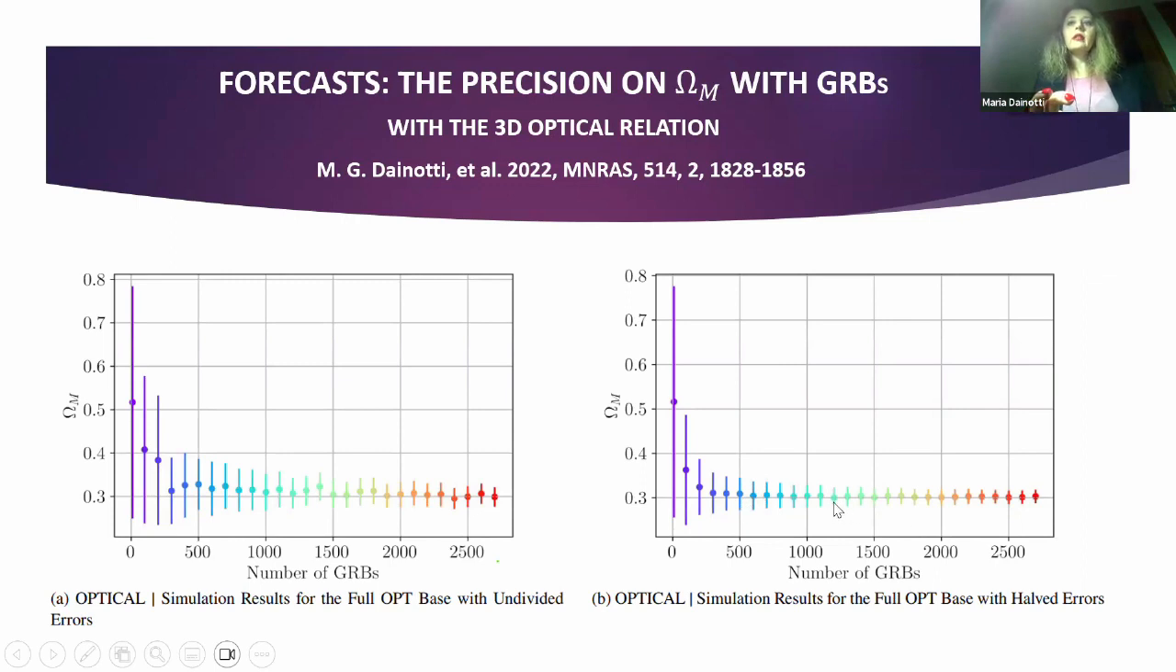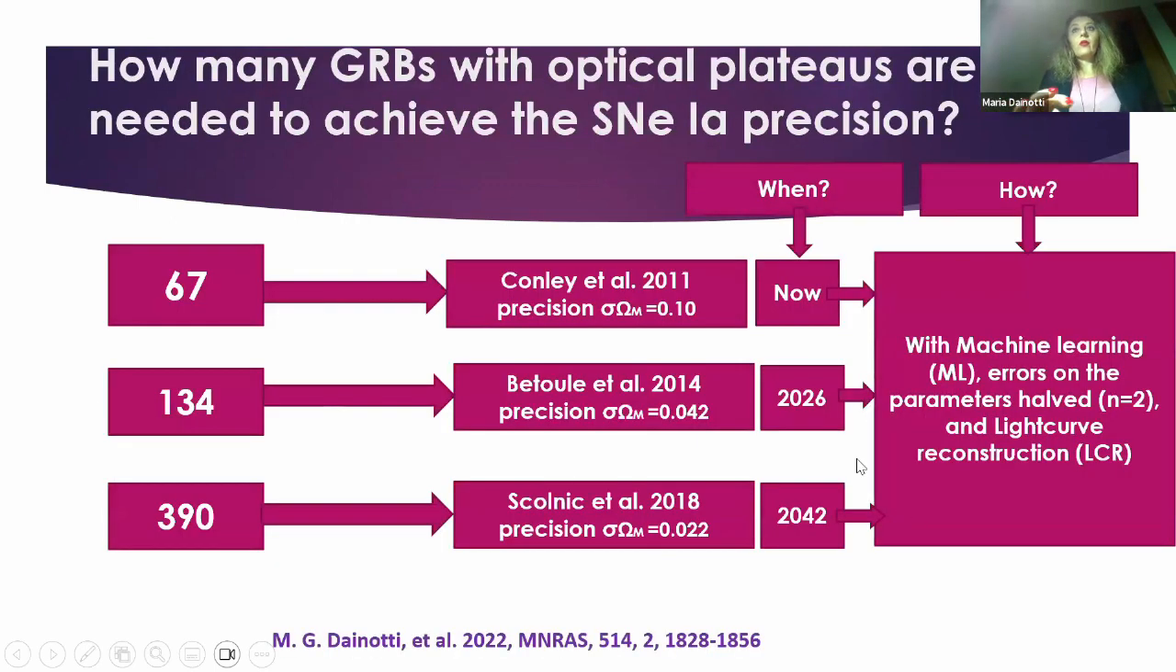Then you can be settled also for a number which is almost half of it, so with 1,000 gamma ray bursts. Now, if you are interested, you can check the several tables we had in this paper. And I would like to summarize here this result. Of course, we would like to compare how much GRBs would be reaching the precision of the supernovae.